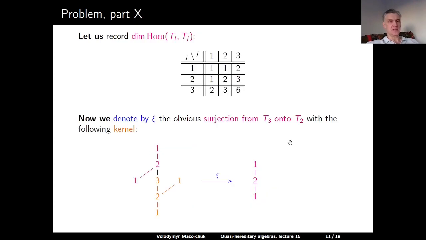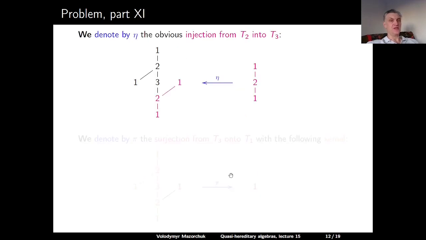Now let us construct some special homomorphisms between tilting modules. We have a surjection from T3 onto T2 with the kernel, which is generated by 3 and this 1. If we kill this part of T3, we can surjectively map this onto T2. We denote this by Xi. Then we have the injection of T2 into T3. We can embed this copy of T2 into this part of T3.